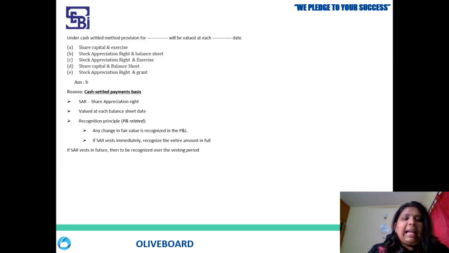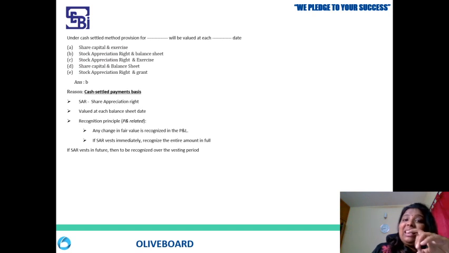Now, under cash settled method, provision for SAR will be valued at each balance sheet date. Please remember, how to account for ESOP, there are two ways. One is equity settled and another is cash settled. And a third one, we will say hybrid. Hybrid I'm not worrying much about, because it will be more or less treated as cash settled. So, equity settled or cash settled.